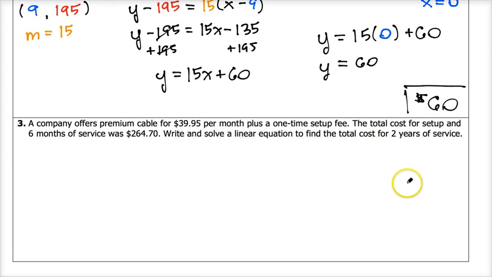Number 3 says a company offers premium cable for $39.95 per month plus a one-time setup fee. The total cost for setup and 6 months of service was $264.70. And you're going to write and solve your linear equation and then find the total cost for 2 years of service. What I'd like you to do now is pause the video and try writing your equation for this problem. Use examples 1 and 2. It's the same setup. Once you have your equation, click play to check, and then we'll finish the problem together.